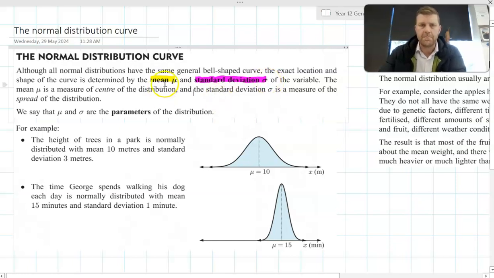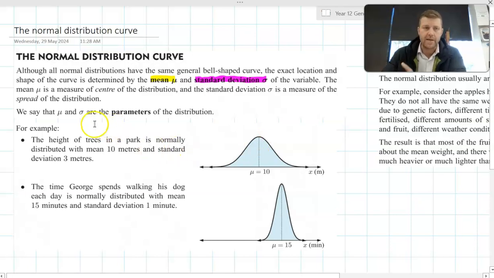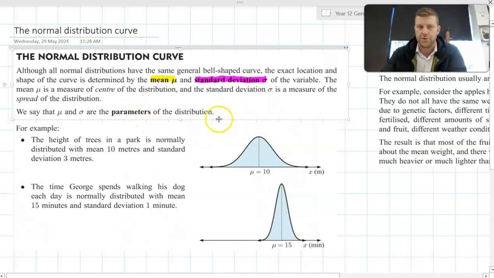So the mean tells us where the middle of our bell curve or normal distribution curve is, and the standard deviation basically tells us how skinny and therefore how tall, or how wide and how short our bell curve will be. So we say that the mean and the standard deviation are the parameters for the distribution.